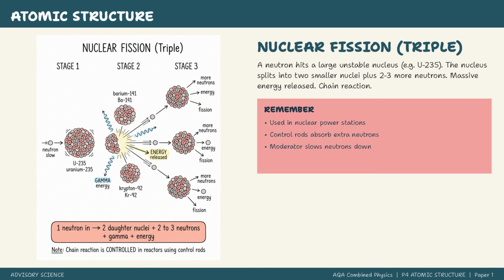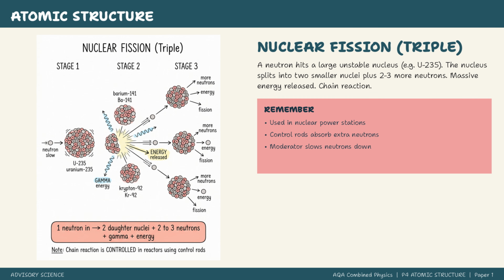A large, unstable nucleus, typically uranium-235, absorbs a slow-moving stray neutron. This absorption makes the nucleus completely unstable, causing it to split into two smaller daughter nuclei. During this split, 2 or 3 more neutrons are fired out along with a burst of gamma energy. Those released neutrons crash into neighbouring uranium atoms, causing them to split and release even more neutrons. And this creates an exponential chain reaction.